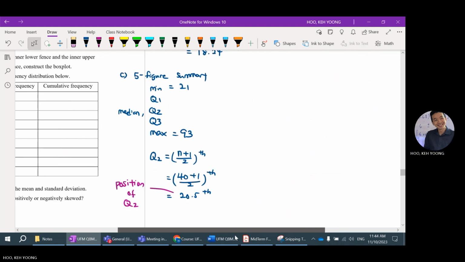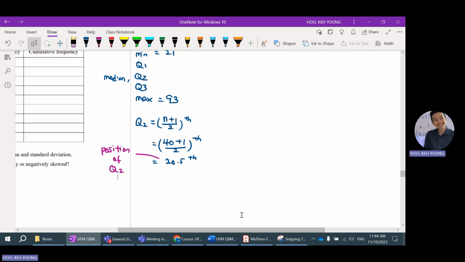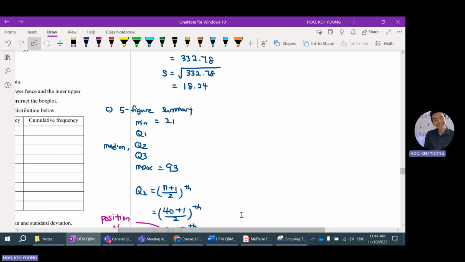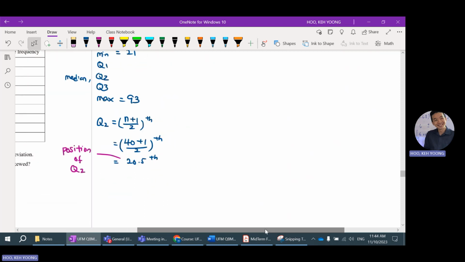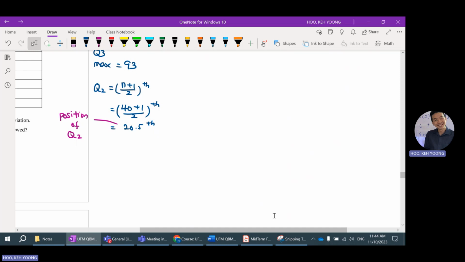In the midterm, I think I will give you up to 40, maybe 20. I forgot already. But if you don't know how to solve it using the calculator, then no choice but to arrange your data from the smallest to the largest. Your sample size is too large already. Next time I'll reduce it. So you have to arrange from smallest to largest. Take some time here.